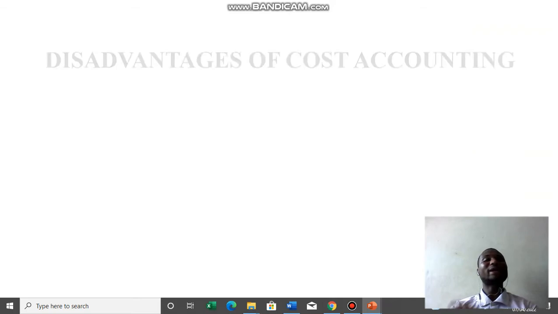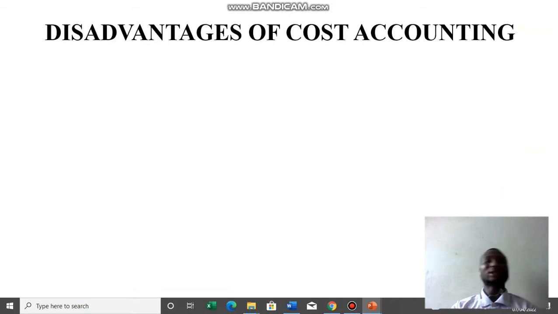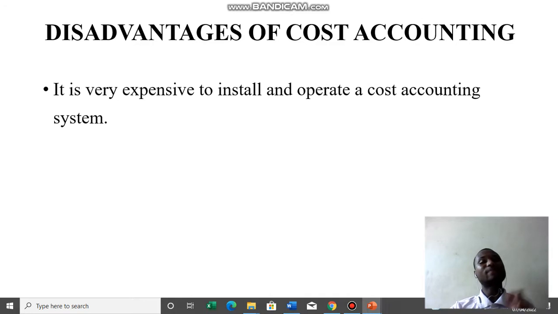Now, with all the advantages we have mentioned about cost accounting, it doesn't go without problems. There are also some disadvantages associated with cost accounting. One such disadvantage is that installing a cost accounting system in an organization is costly. You need to bring in more staff, you need to bring in more equipment, and sometimes you need to have someone in charge. All these involve monetary considerations. You pay them. So it is very expensive to install and operate a cost accounting system.